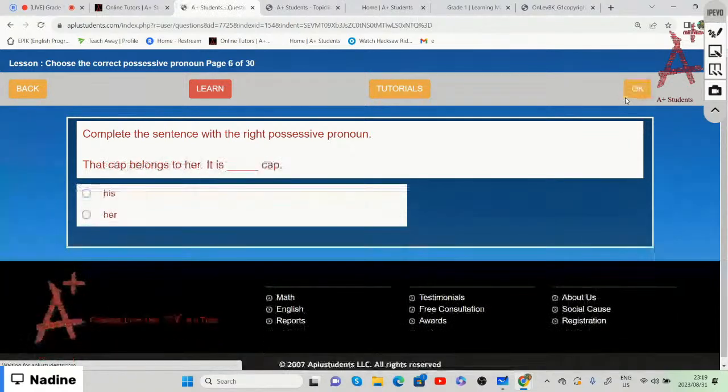All right. That cap belongs to her. Is it his cap or is it her cap? All right, so that cap belongs to her, right? Then we can say it is her cap.